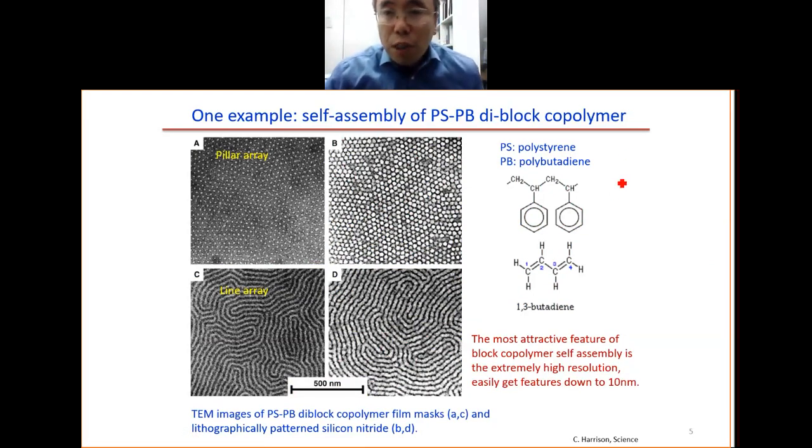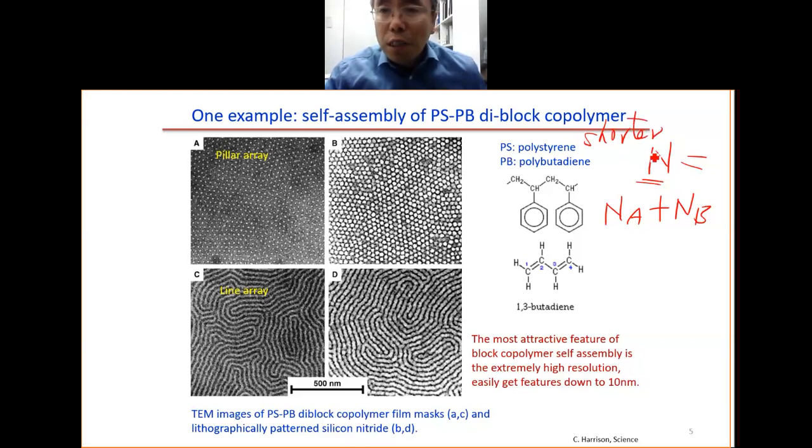So obviously, the resolution depends on the N. N is equal to NA plus NB. So N is the total number of the repeating unit of the block copolymer, which is the sum of the repeating unit in the A block plus the repeating unit in the B block. Now when the N is very, very small, we have the shorter.